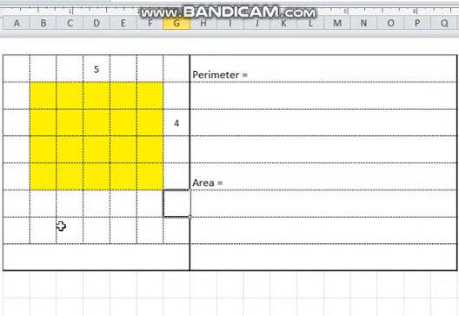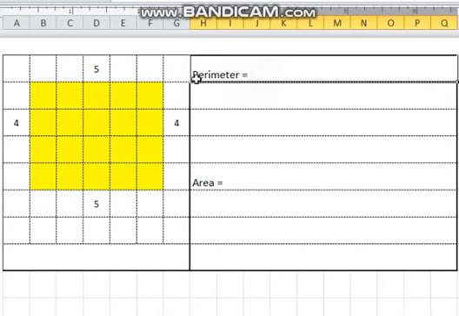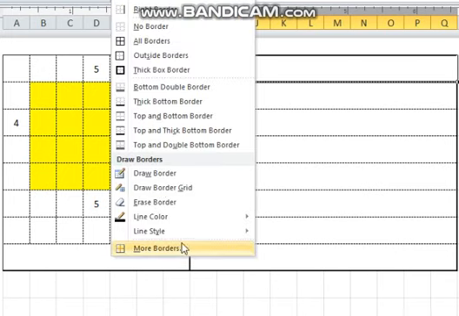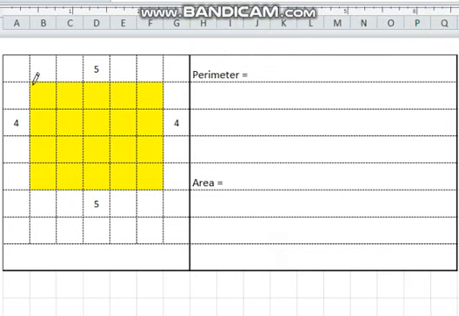As we remember, the opposite sides are equal, so this one is also 5, and this also 4. And how to do perimeter? Perimeter is just the outer line here of the rectangle. Let me draw the line here so that you can see it better. This is the line. 5 plus 4 plus 5 plus 4. Okay, so this is the perimeter.